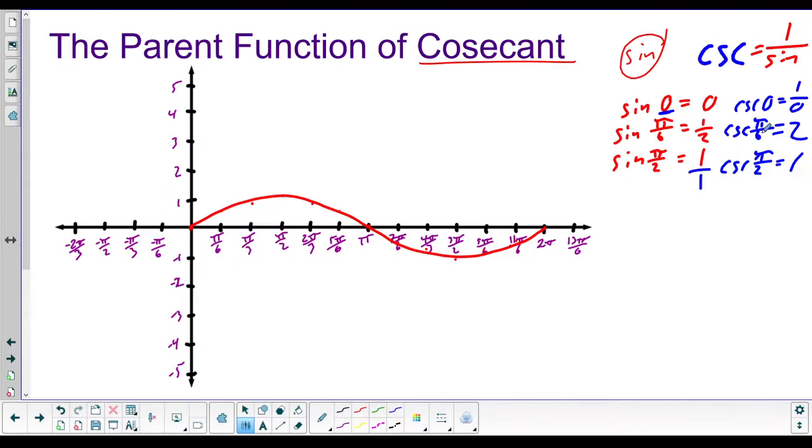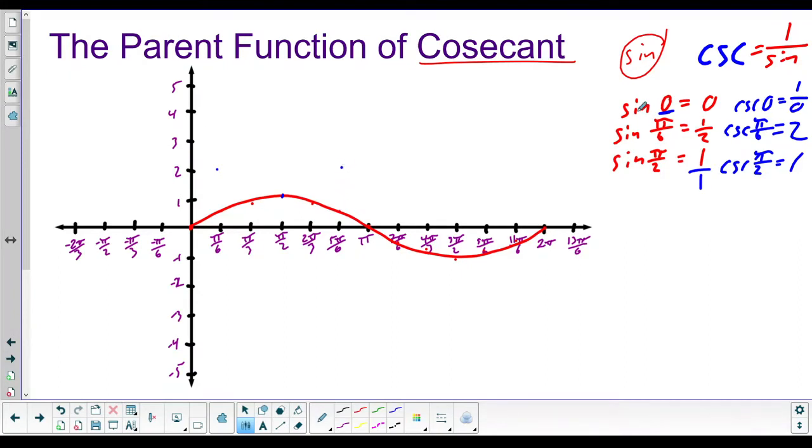So let's go put these three values on our graph. So here at the 1/2, our cosecant is going to be at 2. When sine is at 1, cosecant will be at 1. So at 1, we're at 1. All right, here's our 1/2. Go back up to 2.